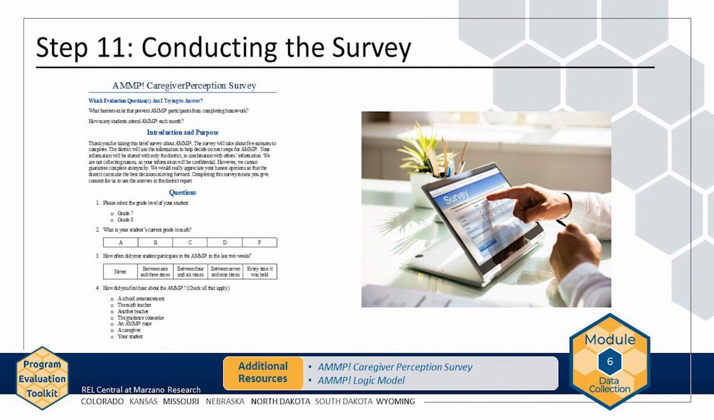After completing steps 1 through 10, you are ready to conduct the survey. See the resources page of the website for an example parent survey created for the AMP evaluation. The AMP Caregiver Perception Survey aligns with the evaluation questions: what barriers exist that prevent AMP participants from completing homework, and how many students attend AMP each month. Remember that these evaluation questions are directly related to the AMP logic model, found on the resources page of the website.